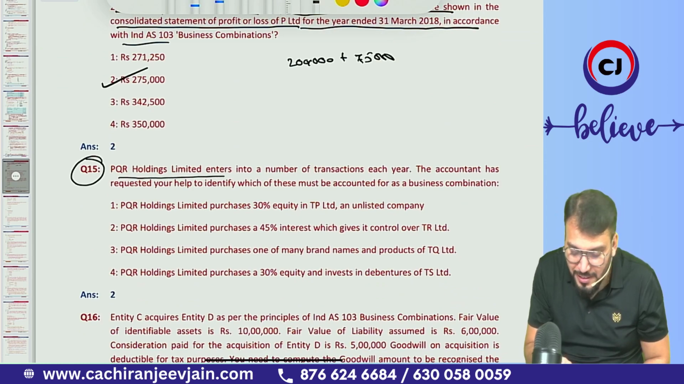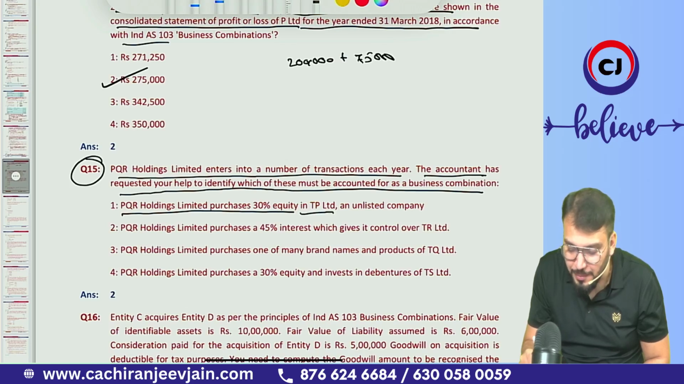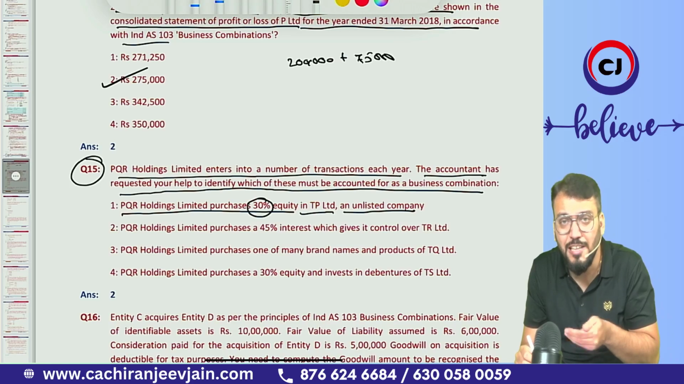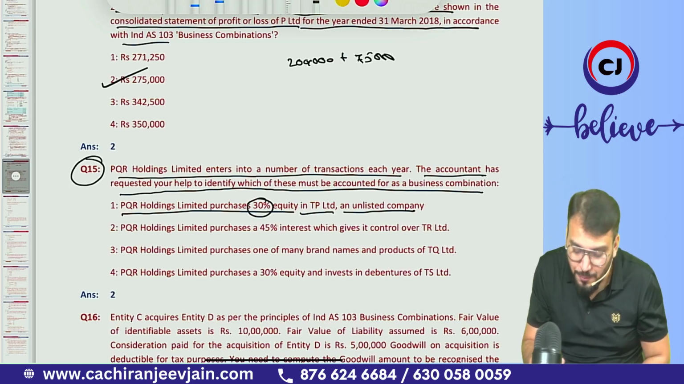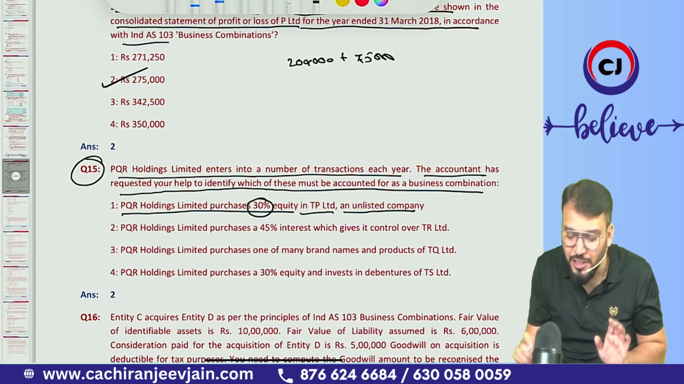PQR Holding Limited enters into a number of transactions each year. The accountant has requested your help to identify which of these must be accounted for as a business combination. PQR Holding Limited purchased 30% equity in TP Limited, an unlisted company, but 30% will not give control. It will give rise to significant influence. Therefore, can I say this will not be identified as a business combination transaction?